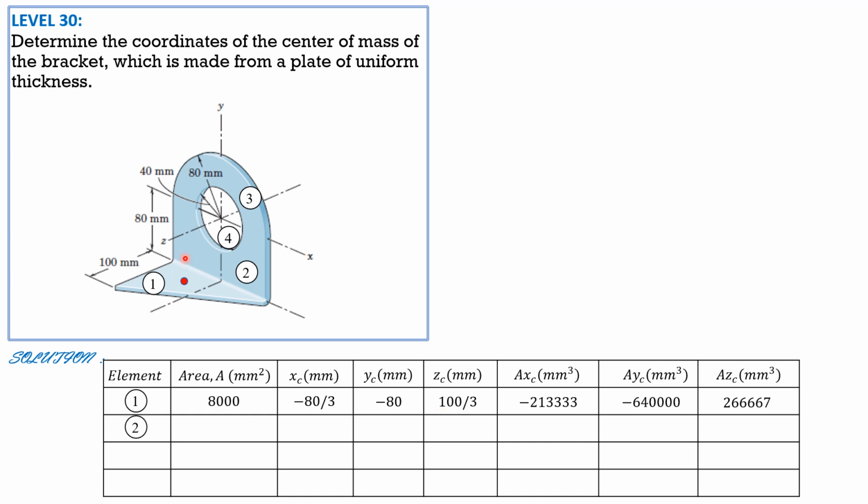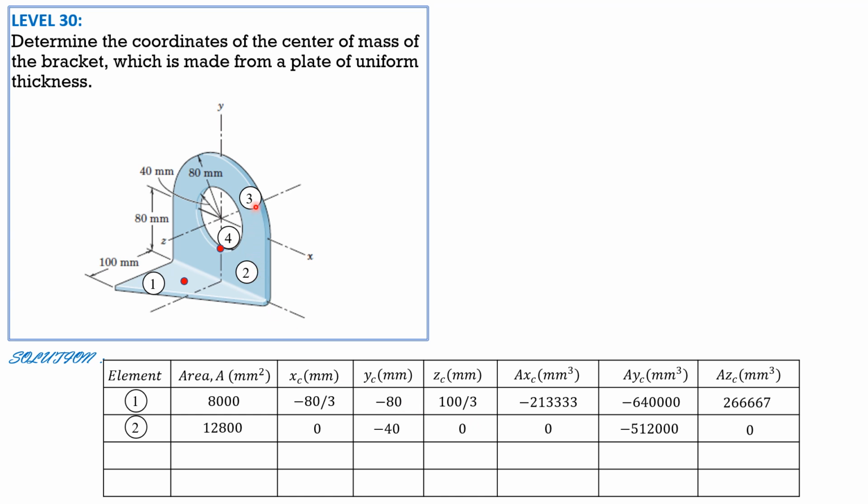Element 2, this area, 160 times 80. That's the location of the centroid. So 12,800. X sub c is 0, it lies on the y-axis. Y sub c is it's 40 mm below the x-axis, so y sub c is negative 40, half of 80. Z sub c, it lies on the XY plane, so 0. Then area x sub c is 0. Area times negative 40, negative 512,000. And area times z sub c, 0.